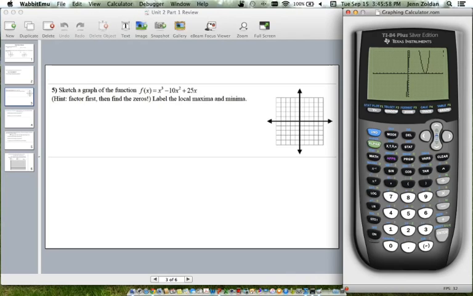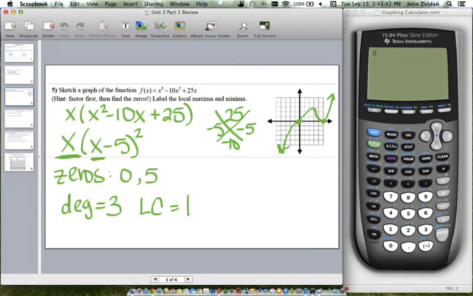And you can see through the calculator that it does cross at 0, 0, although it's very, very steep, and then it bounces at 5. So you can use the calculators to get a general shape for the polynomial. Now it does say to label the max and min. So this right here is a max since it's a top hump, and that is a min since it's a bottom hump. So there is number 5.